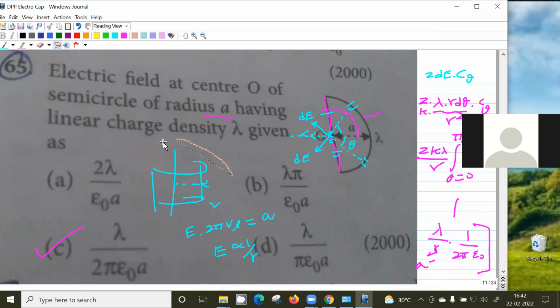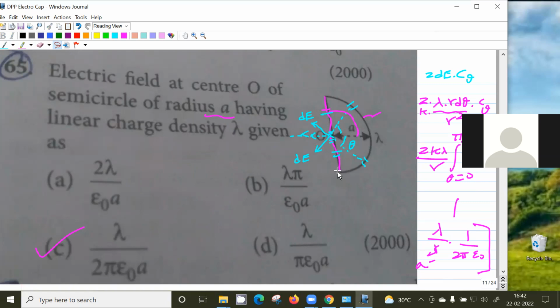Using Gauss's law, the electric field we get is proportional to 1 by R. This is true for an infinite wire. Is it correct? Is it clear? Okay, so I don't have to use that here, I can just use this simple logic.